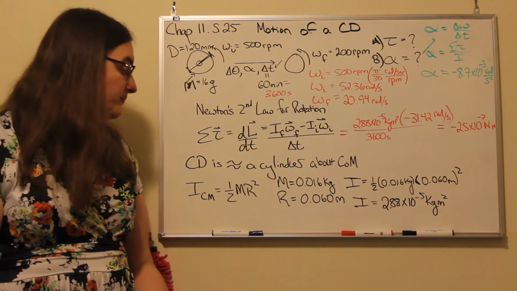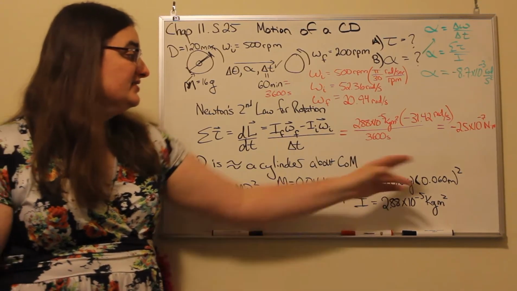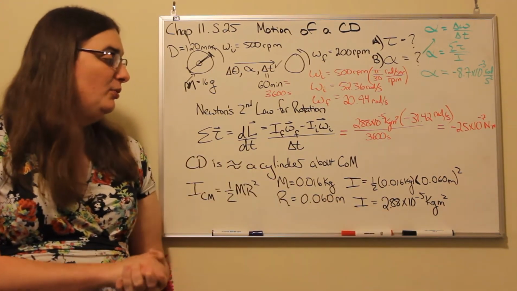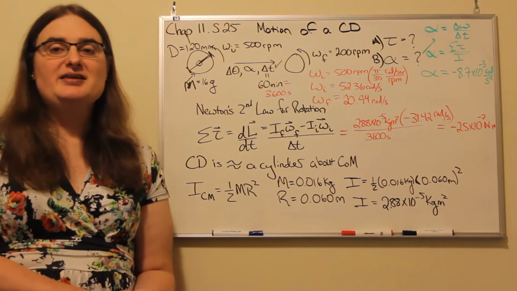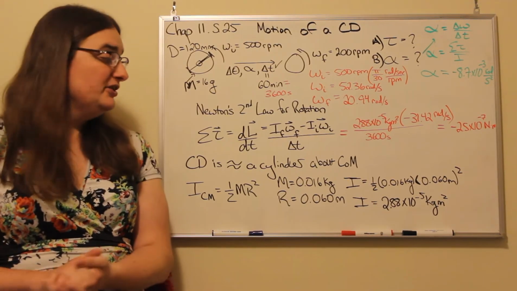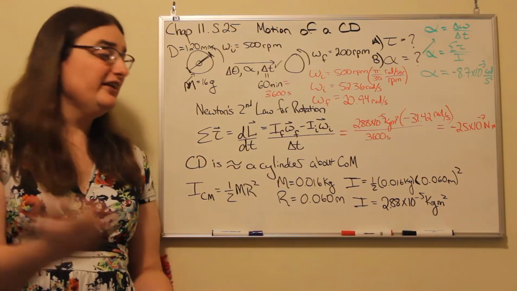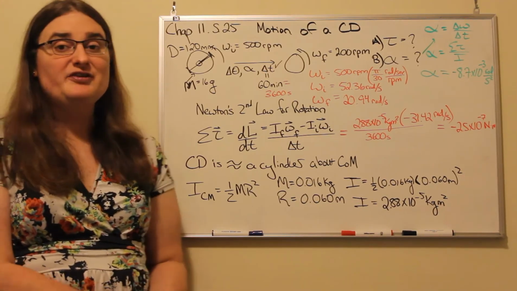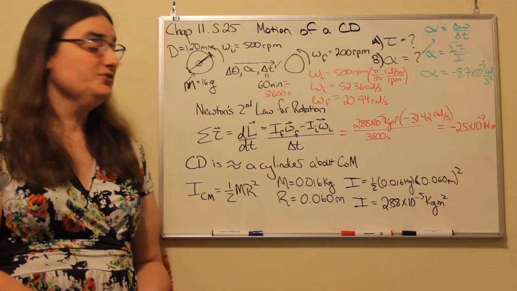0.016 kilograms. So if I take 1/2 times my mass times my radius squared, a CD has a moment of inertia around its center of about 2.9 times 10 to the negative 5 kilogram meters squared, but since I'm using it in a later calculation, let's use 2.88 times 10 to the negative 5 kilogram meters squared for any later calculations.